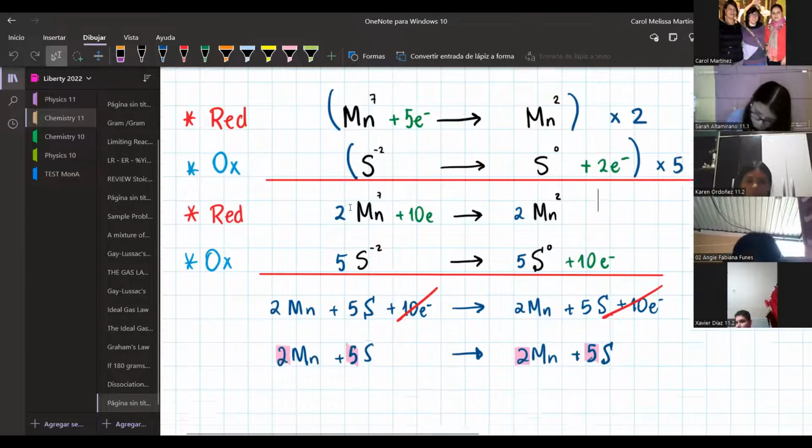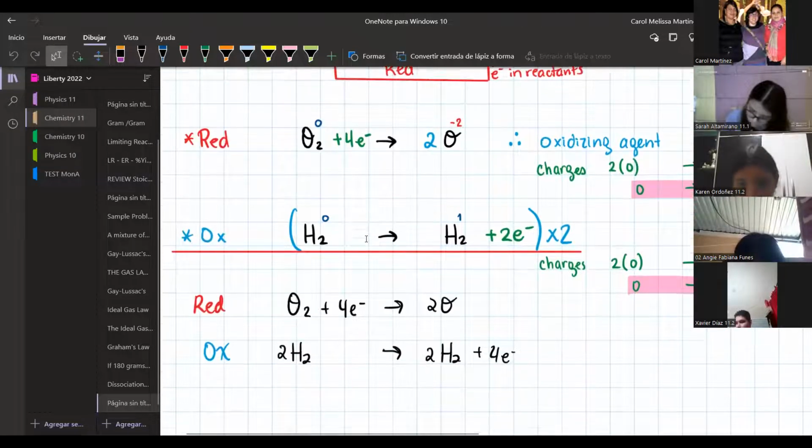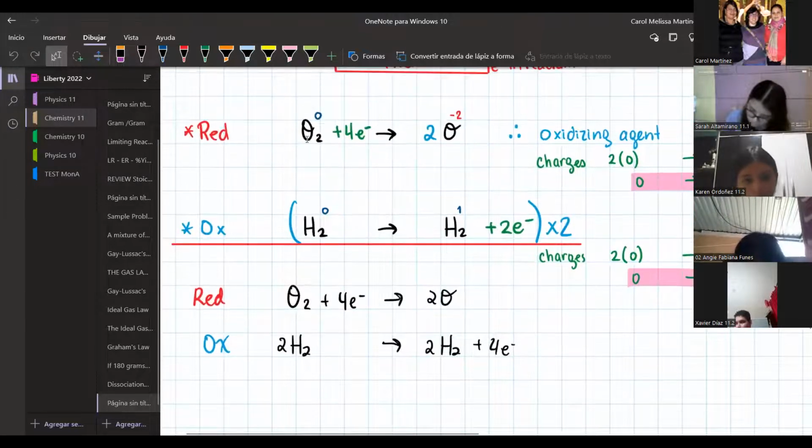Here, we do it because we have a different amount. So we need to see the charges. We multiply charges by oxidation state. 2 times 0. Charges times oxidation state. I'm the dumbest person. Coefficients or subscripts times oxidation state. So coefficient times oxidation state, minus 4.